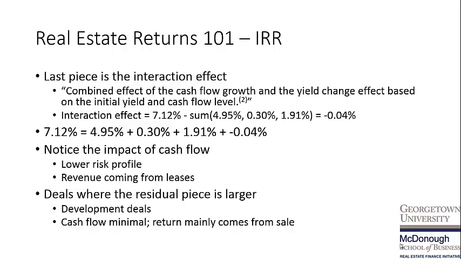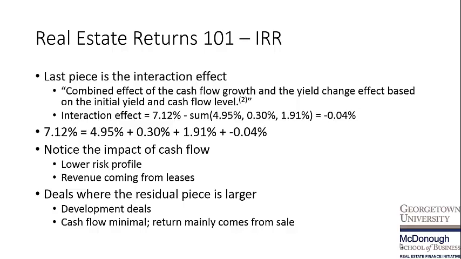And the last piece of this is the interaction effect, which is simply the combined effect of the cash flow growth and the yield change effect based on the initial yield and cash flow level. So the interaction effect is determined by subtracting the sum of the year one cash return, the change in the cash flow, and the change in the residual value from your 7.12% IRR, which results in a negative 4 basis point interaction effect. So you can see now that we have the sum of the component parts of our IRR. So we have partitioned the IRR.